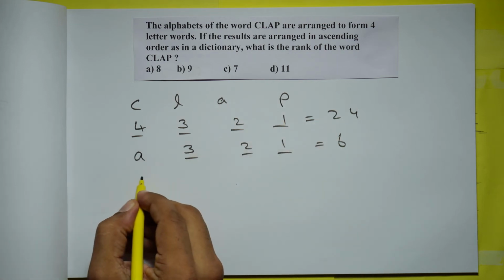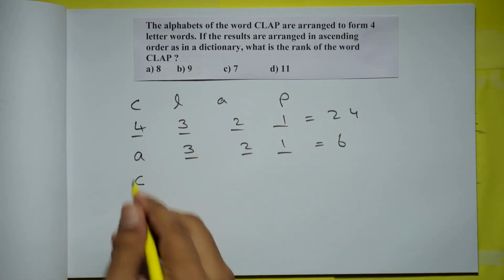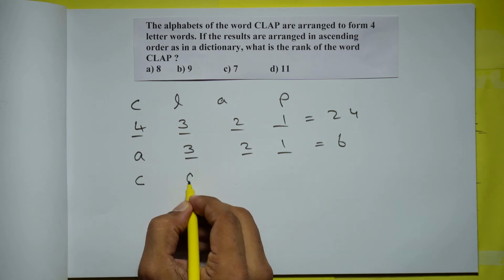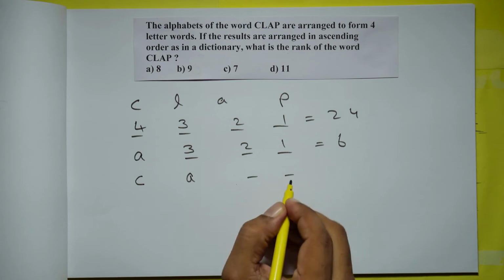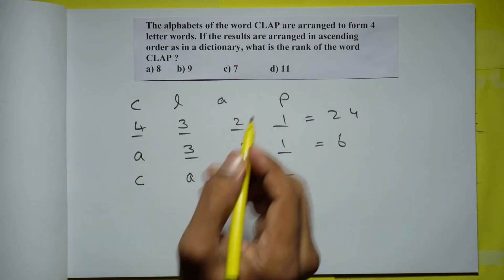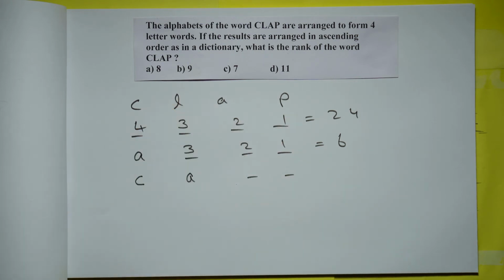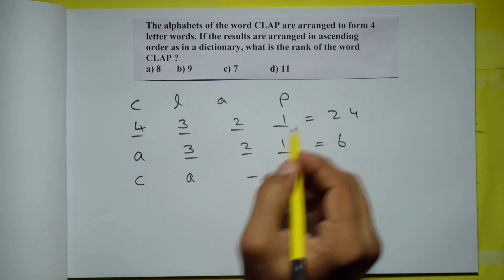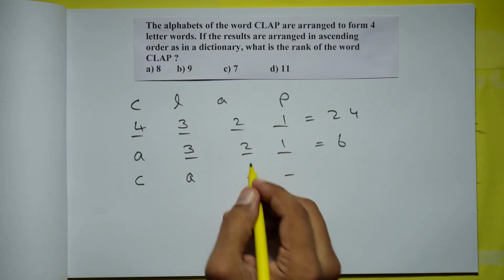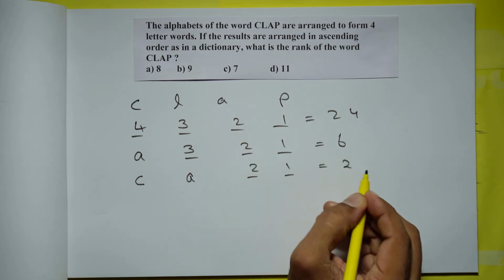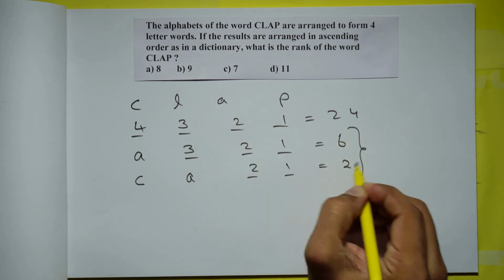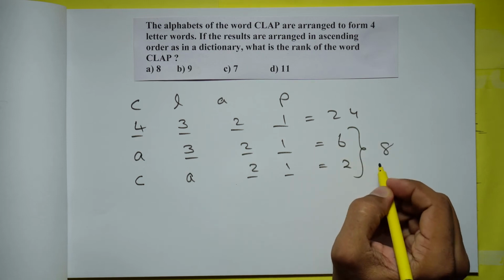Then you have words that start with C. And the first one will start with C and A. If you fix C and A here, the word will come before CLAP because A is before L. So here you have L and P, it can be P and L also. So either L or P, two of them, then remaining one. So two words. So 6 plus 2, 8 words gone.